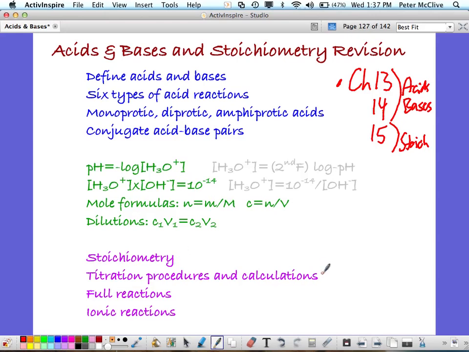And all the things we've been doing for the SAC, the titration procedures, glassware, rinsing, don't forget those, and the calculations you do using concordant results for your average of your titers, and whatever. What else is there? Standard solution, for setting up your titration, and being able to write full reactions as part of all of this, and also what ionic reactions are. So that's the overview. If you've got any questions, I'm happy to have a go at answering them.